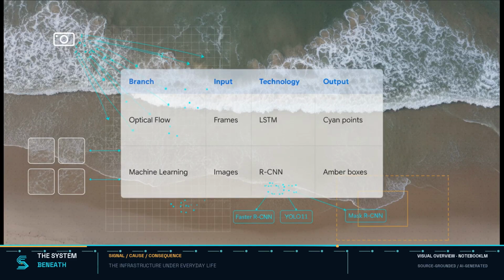To fully wrap our heads around this technology, we have to recognize that there are actually two distinct branches of computation being developed right now. The first method is the optical flow we just talked about, tracking motion anomalies frame by frame using LSTM autoencoders. But there's a second branch that relies purely on machine learning. This approach takes thousands of still images that human experts have already labeled and feeds them to complex models with names like Faster RCNN, YOLO 11, and Mask RCNN. Instead of tracking movement over time, these neural networks learn to recognize the visual patterns and textures of a rip current in a single image, eventually outputting a bounding box around the hazard.